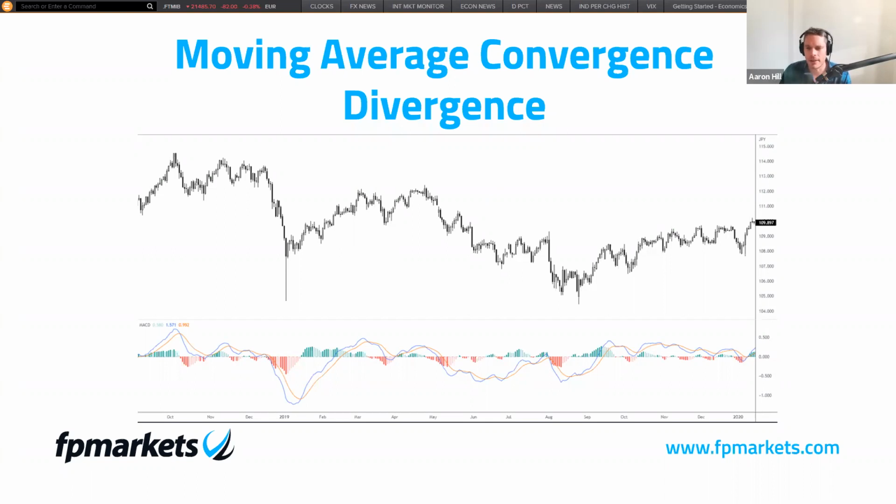So look, but the MACD histogram. Can you see the histogram here? We have the red bars and the green bars. This is a histogram centered around a zero line. As you can see, the zero line is here. The histogram represents the difference between these two lines.